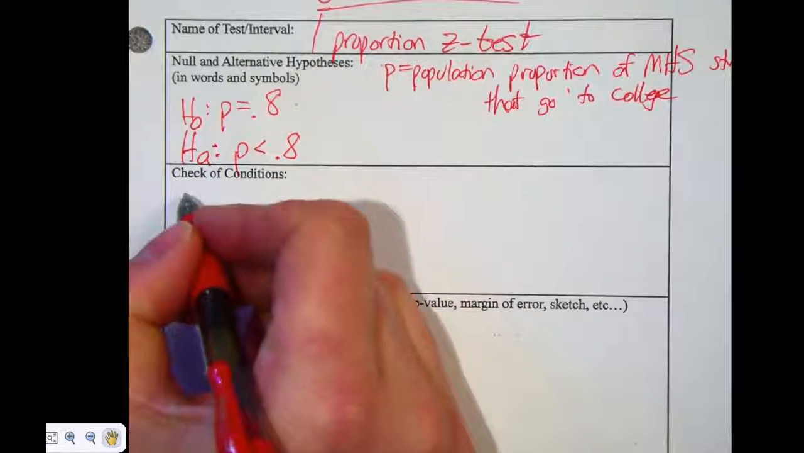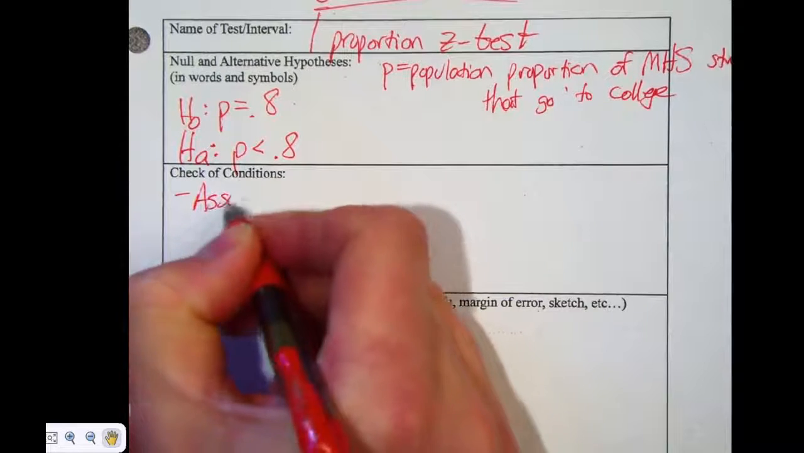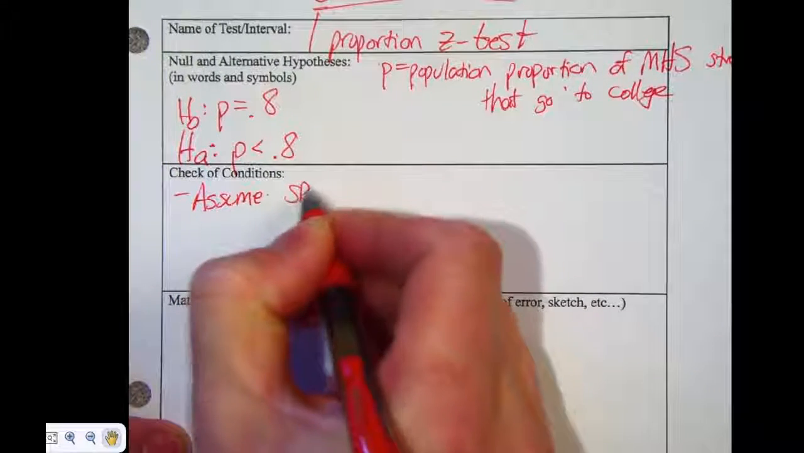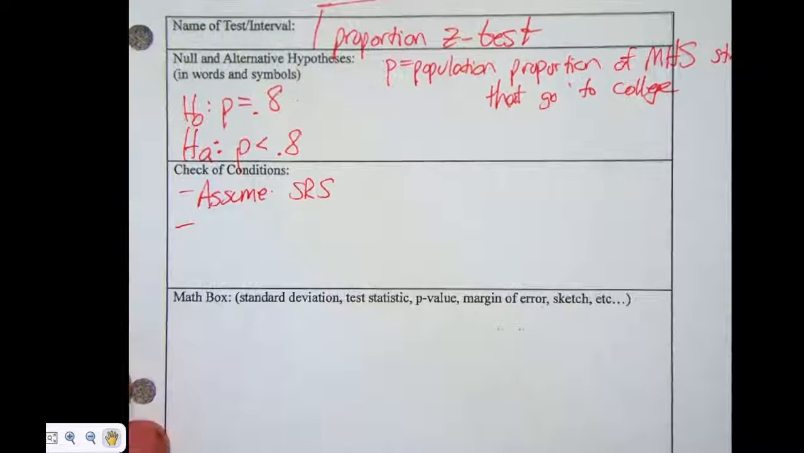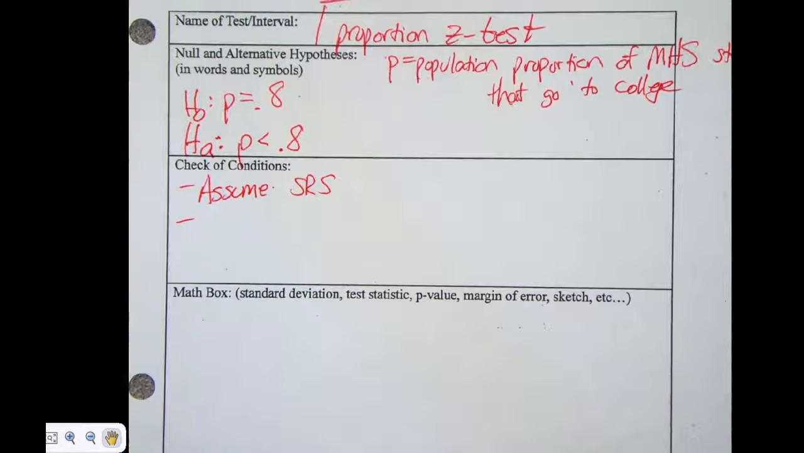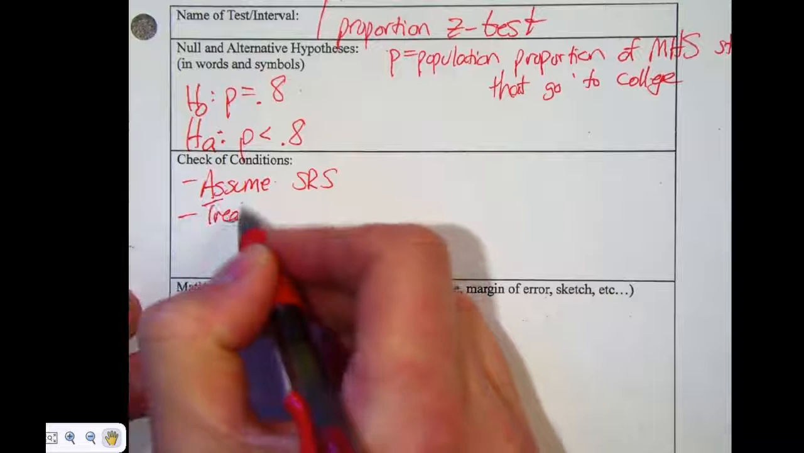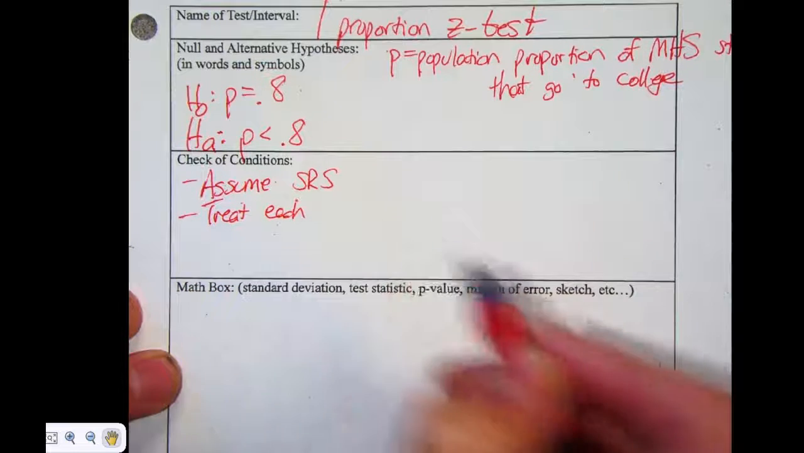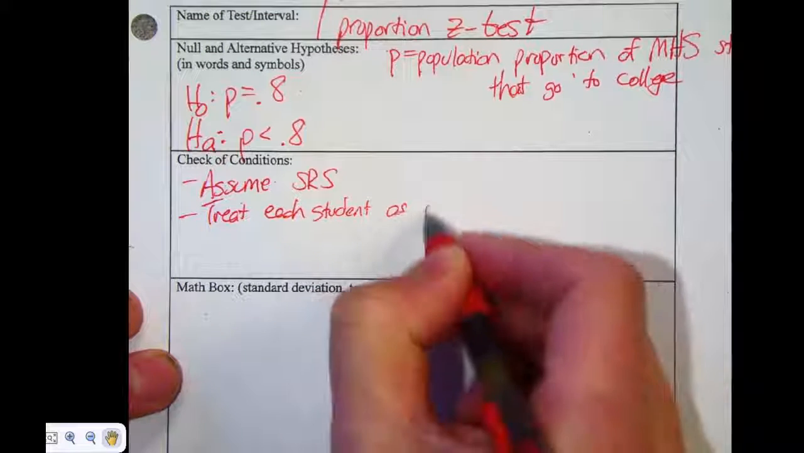So check your conditions. In number 1, assume SRS because they didn't tell us it was, so we have to assume it. The next thing we're going to write in this one, and I'll go through options with you on the template, but in this case we would say treat each student as independent.